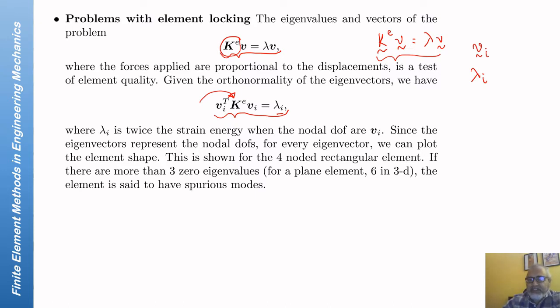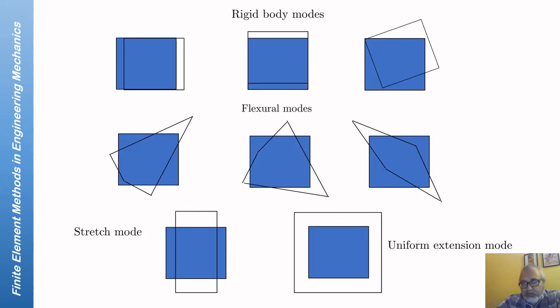Now, since these vi are normalized and perpendicular vectors, for a four-noded element they would be vectors with eight elements each, so each vi would be an 8 × 1 vector, and these quantities represent displacements for the various degrees of freedom, just like any other displacement. And then for each of the 8 eigenvalues of a four-noded rectangular element, we can plot these displacements on the original element itself. So this is what we get then.